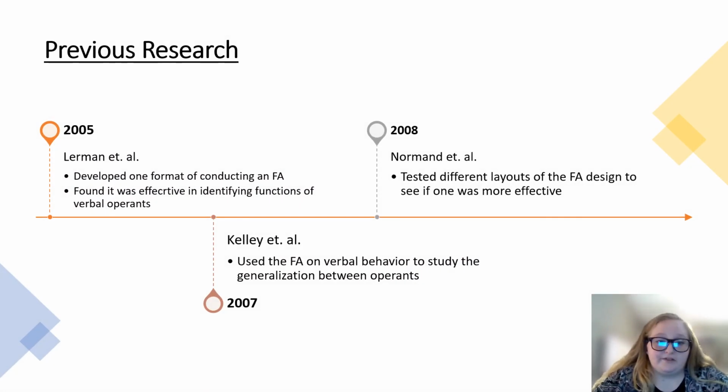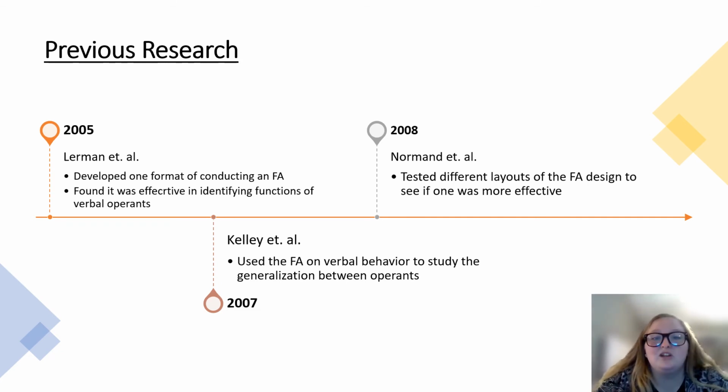So here's previous research. Lerman et al. 2005 developed one format of conducting an FA, and found it was effective in identifying functions of verbal operants. Kelley et al. 2007 used the FA on verbal behavior to study generalization between the operants. In 2008, Norman et al. tested different layouts of the FA on verbal behavior design to see if one was more effective than the other. That's all great, but that's it. There are little studies here and there, but they all fall under the general categories that these studies already touched on.